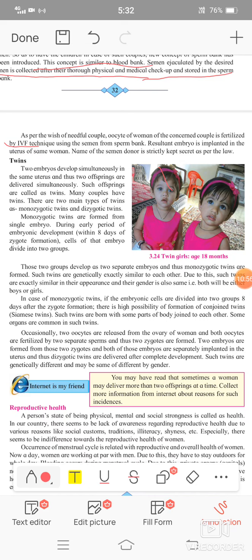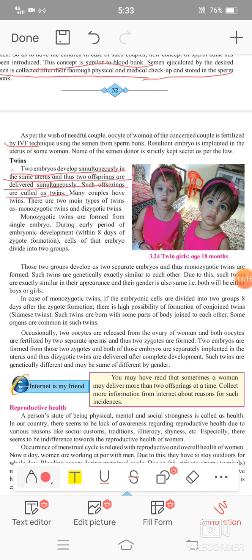त्यानंतर नेक्स्ट आहे ट्विन्स. What is meant by the twins? The twins means two children at the same time. Two embryos are developed simultaneously in the same uterus, and thus the two offspring are delivered simultaneously, and such offspring are called twins.